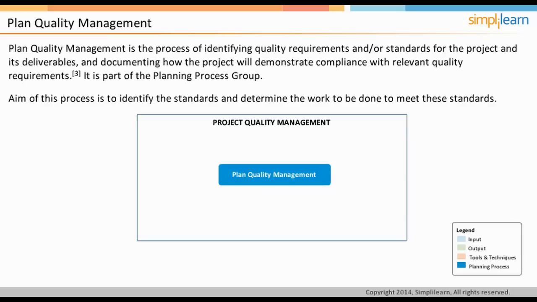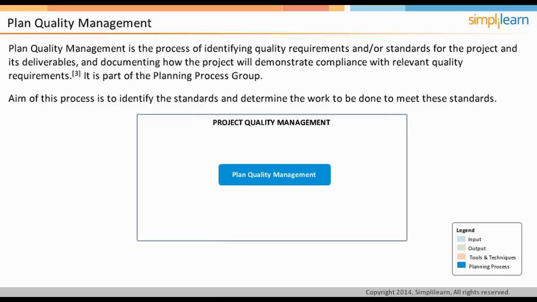Once all the standards for the project are identified, the aim of the quality planning activities involves determining what work needs to be done to meet those standards. Before adhering to the standards, you should question their relevance to the project. Implementing all possible standards applicable to the project at random will have cost and time implications.